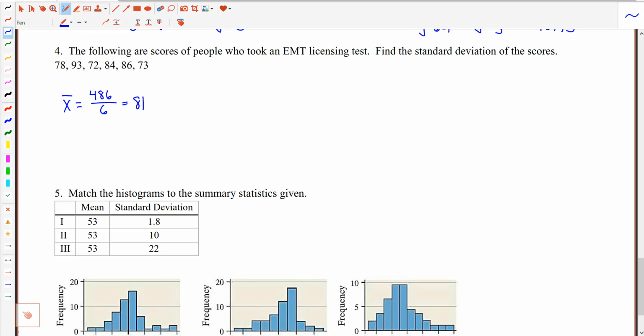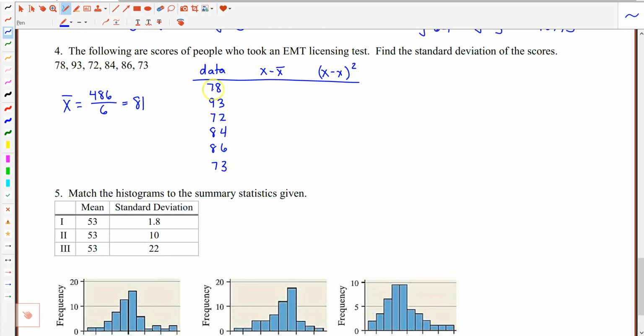Now that I have my mean, I need to start finding my deviations to square them. You don't necessarily have to organize your data in a table, but I like to just to keep myself organized. So I'll have my data value, we'll find the data value's deviations, and then we will find the deviations squared. My data values are going to be 78, 93, 72, 84, 86, and another 73.